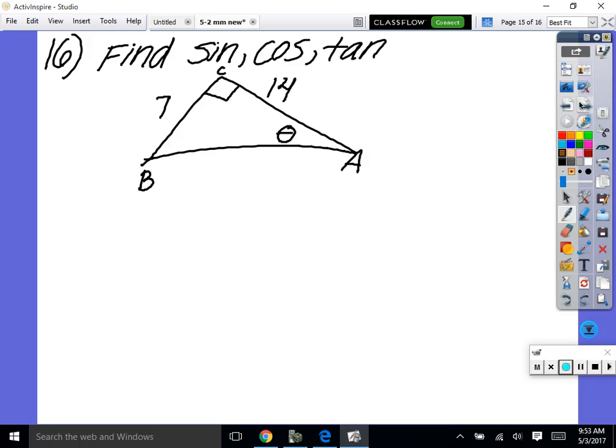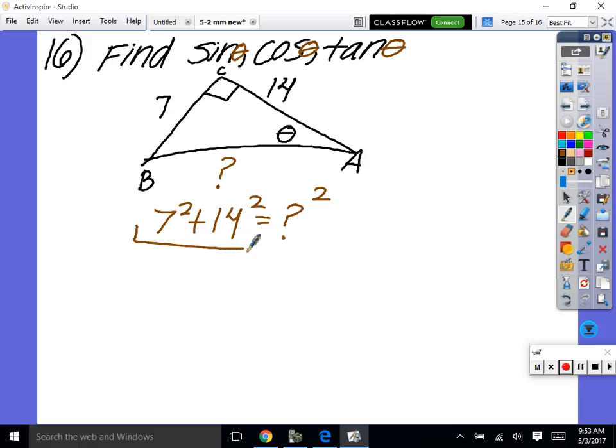So you say to yourself, okay, I'm asked to find sine of theta, cosine theta, tangent theta, but I'm missing the hypotenuse. So I've got to do the correct Pythagorean theorem. This side plus this side equals this side. So 7 squared plus 14 squared equals question mark squared in this one. There's my true statement. So solving for question mark, I'm going to add these up. So you get 245. So we have 245 equals question mark squared.